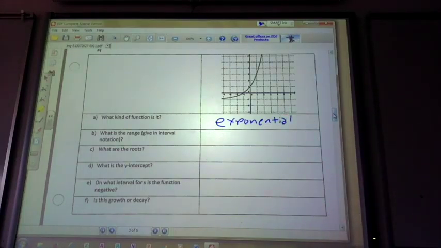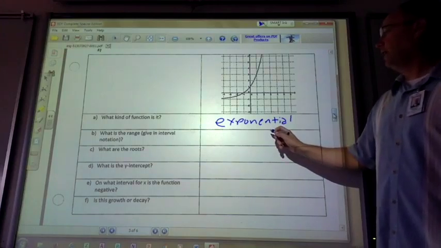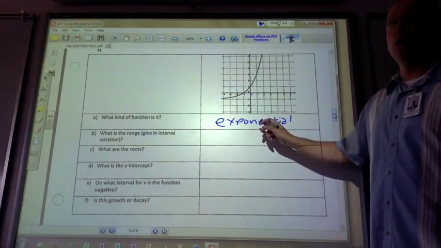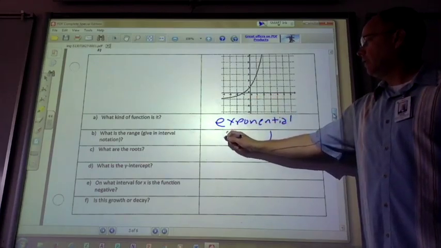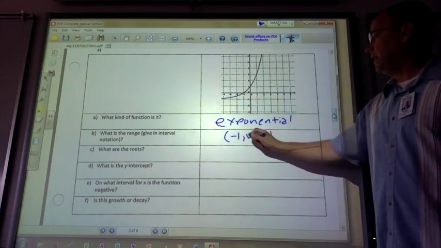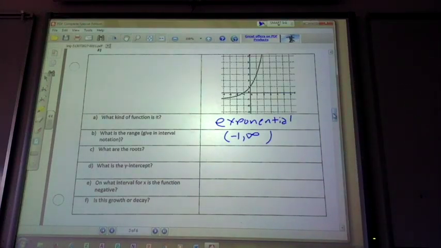What is the range? The range is going up and down, correct? So it's going up to infinity. Almost. Which one is it? -1. So it's going from rounded bracket -1 to infinity. Now the reason this one's -1 is because it will not cross over the horizontal line y equals -1. Y equals -1 is called a horizontal asymptote. So it's a rounded bracket on this because it will not cross over. It'll get really close to it but never get to it.